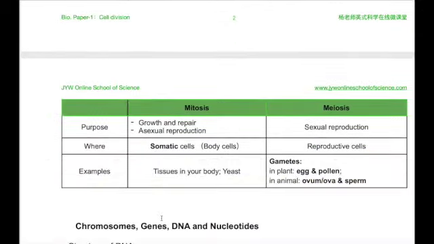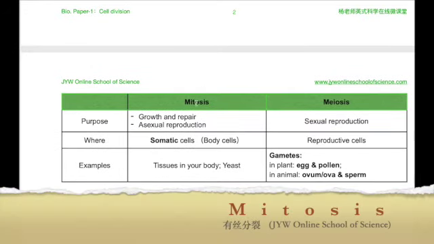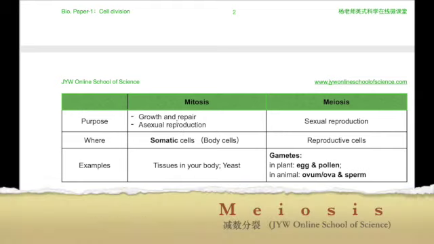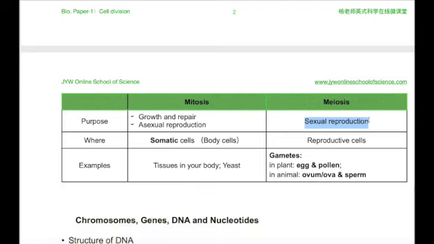Now, followed by purpose. Mitosis is only for growth, for repair, and for asexual reproduction. Some single-celled organisms reproduce themselves asexually, whereas meiosis is for the purpose of preparing and producing sexual gametes for reproduction.